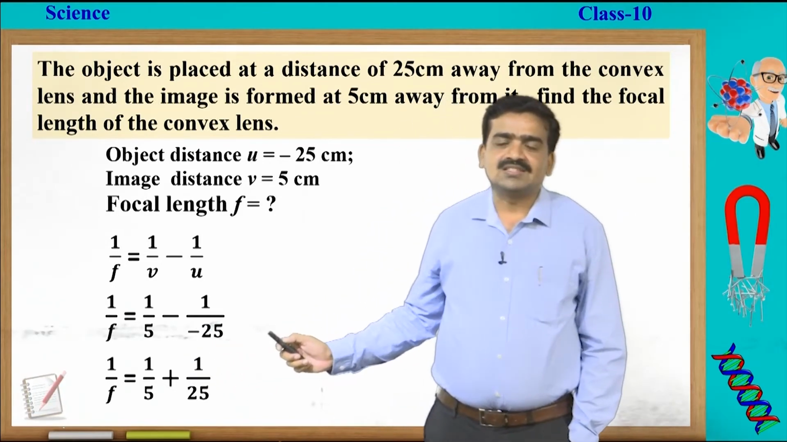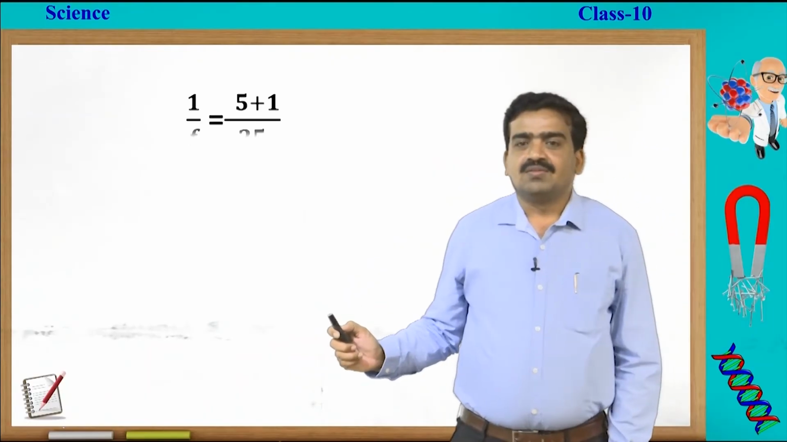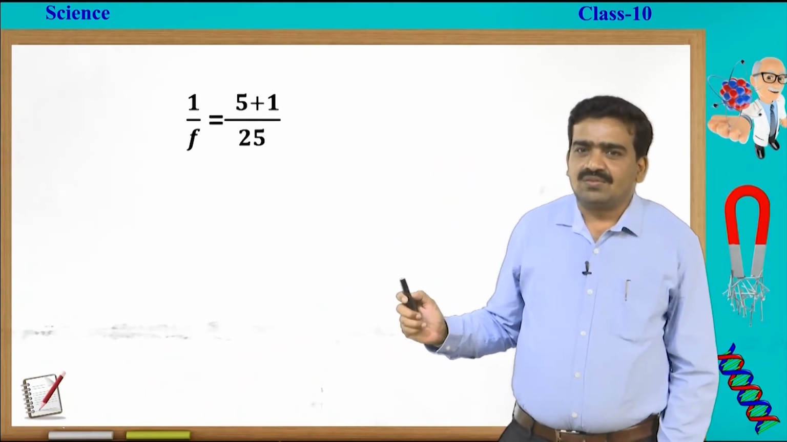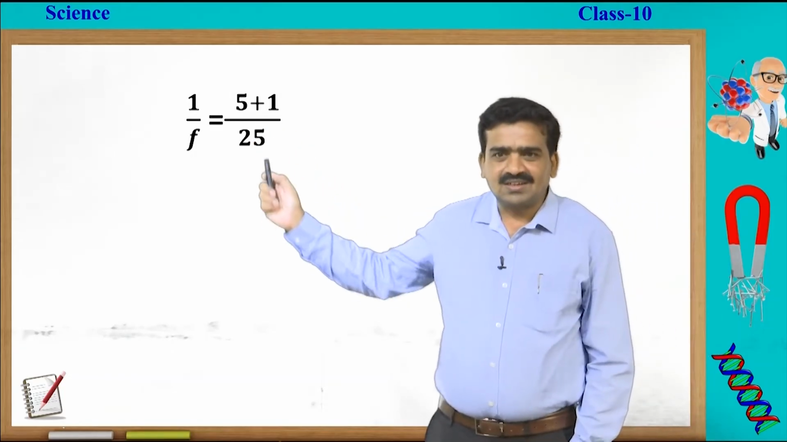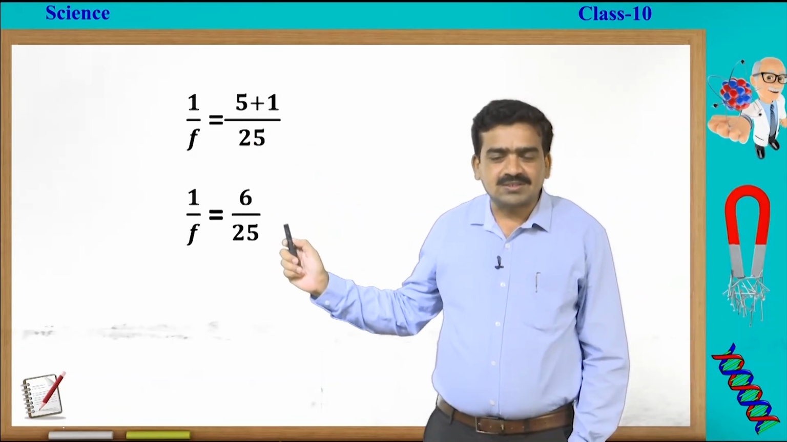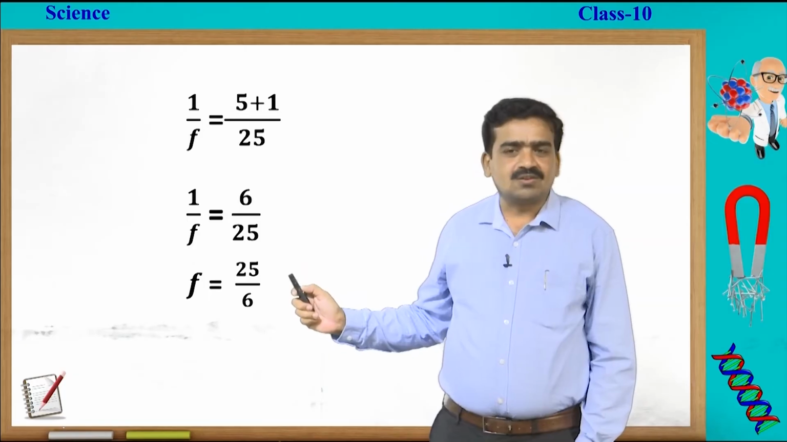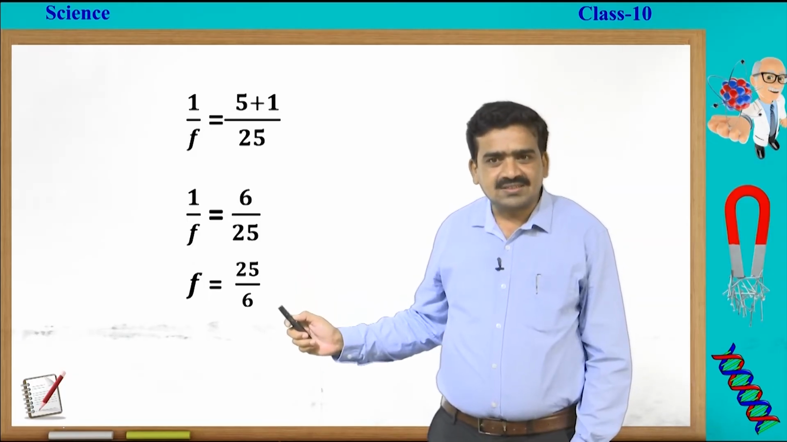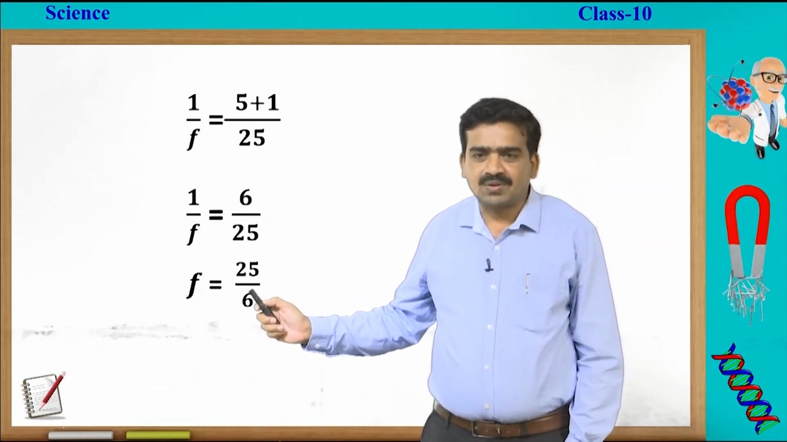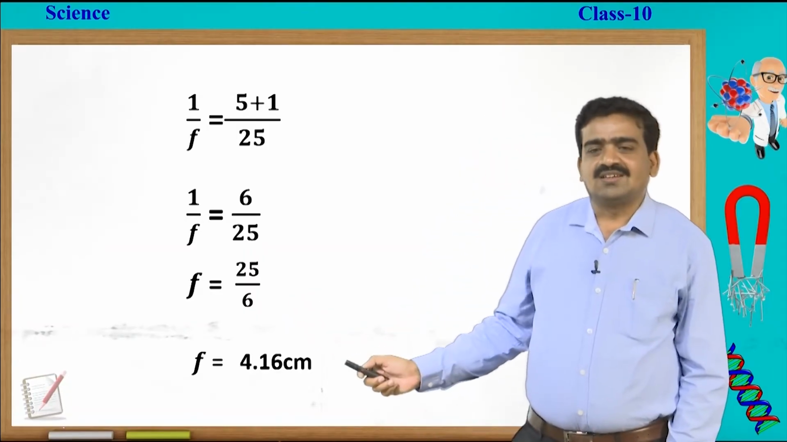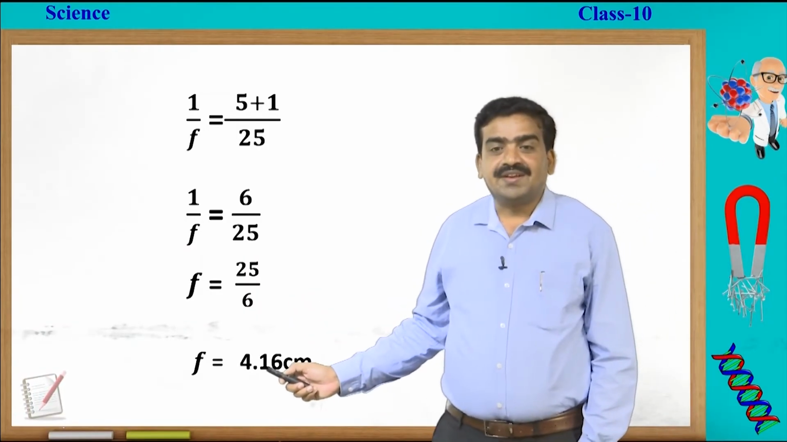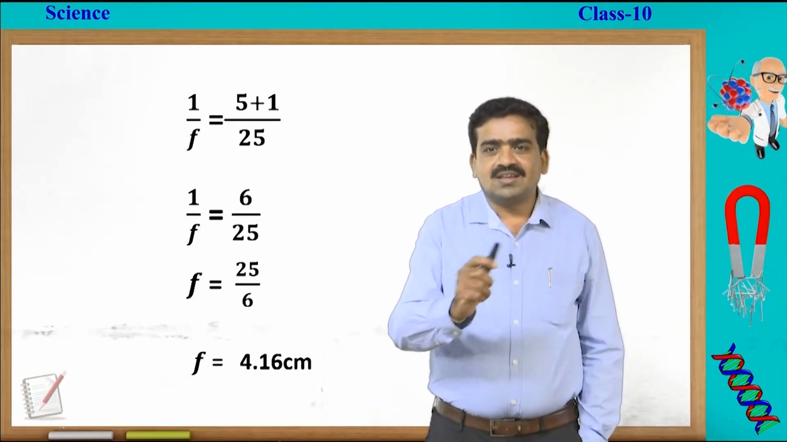We can take the LCM for the denominator. We will get 25 as the LCM, and the numerator becomes 5 plus 1, and 1 over f is equal to 6 by 25, then f is equal to 25 by 6. We are getting this after taking the reciprocal, and if you simplify 25 by 6, we will get 4.16. So, it is the focal length of the given lens.